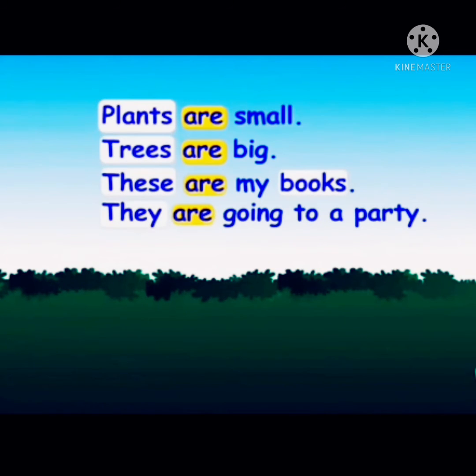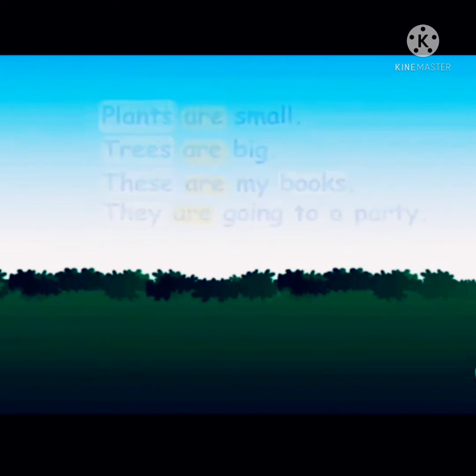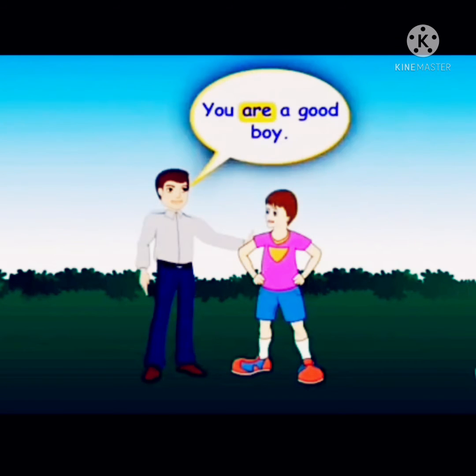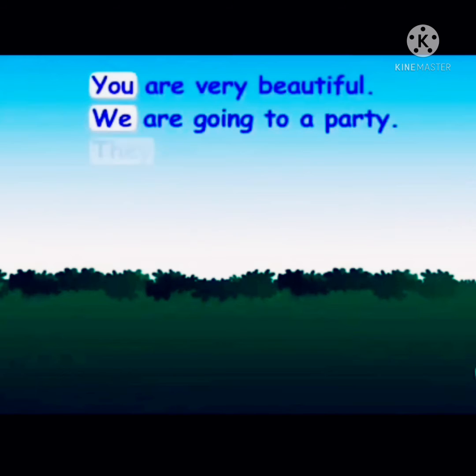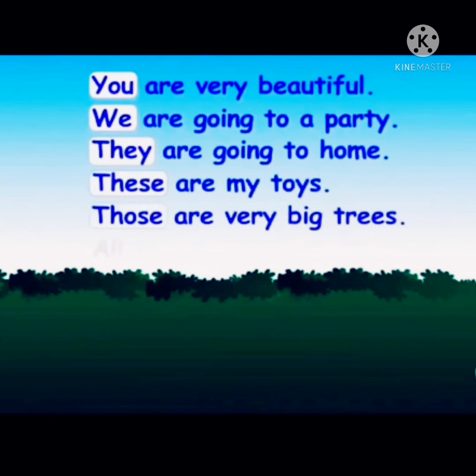One thing you need to remember here is that are is used with plural naming words as well as you. Let's have some examples for this. You are a good boy. You are having dinner. Here we have learned that we can use are with plural nouns and pronouns like you, we, they, these and those. Let's have some more examples.